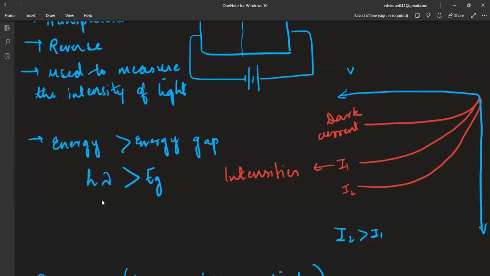Now the graph is exactly the same as the reverse biasing graph which we studied yesterday. But you should know the current which is kept below here. As soon as the graph becomes steeper, the values of current start increasing. If this is I1, this is I2. So I2 will be greater than I1. If you have I3, I3 will be greater than I2, like this. And the first value of current which you obtain is known as dark current. This is what you have to remember about photodiodes.